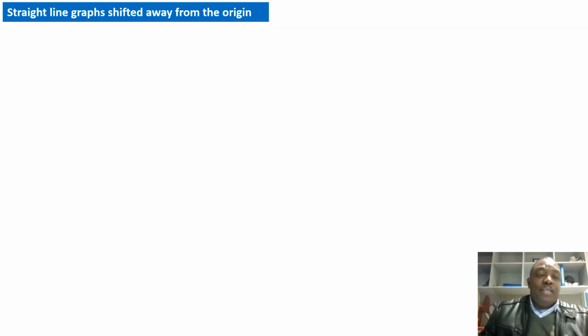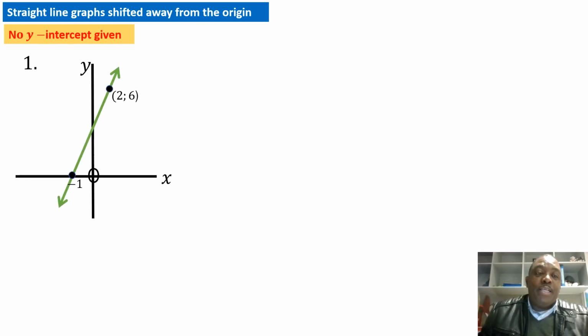Here now we're still dealing with graphs that have shifted away from the origin, but notice that no y-intercept is given. And this is where it means that we actually have to calculate. We can't guess and say, oh, maybe it's roughly around about 3. No, we have to go and calculate the y-intercept. And this is where it's important to actually use your standard form correctly. First, let's work out the gradient. We've got 2 points on the graph, so the gradient is y2 minus y1 over x2 minus x1.